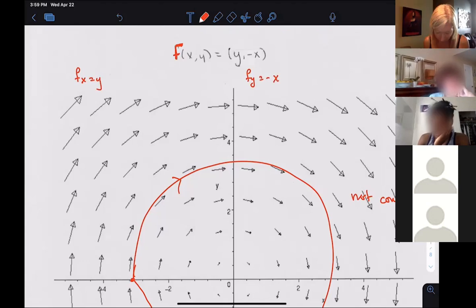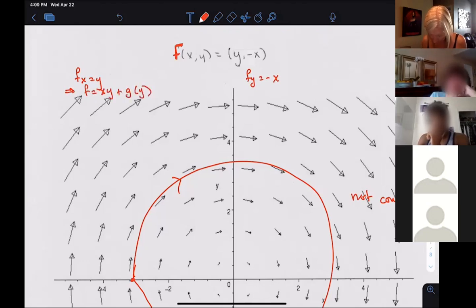Well, if little f sub x is y, that would mean that f would have to be xy plus any old function involving y. And the other condition would say f is negative xy plus any old function involving x. And those aren't compatible. I can't find a function that does both of those at the same time. So that's another reason why it's not conservative. But I didn't even need to look at the formula.